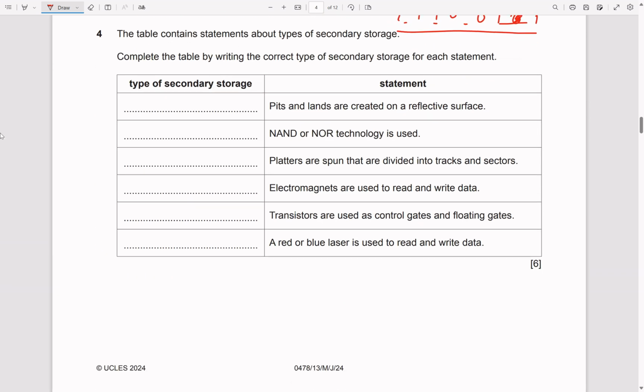Right, the table contains statements about types of secondary storage. Complete the table by writing the correct type of secondary storage for each statement. This one I was a bit confused because I was thinking, do they want us to list the general terms? If you remember, for the general terms there are 3. There's optical, there's also magnetic, and then finally there's solid state.